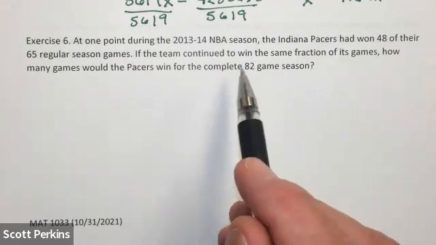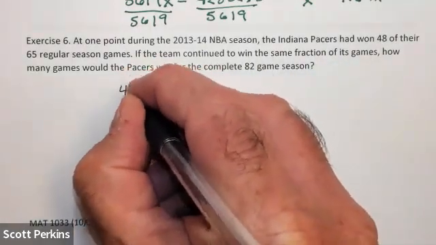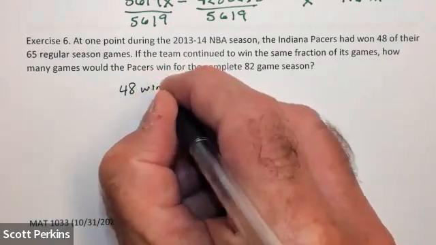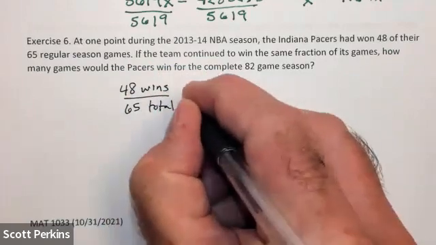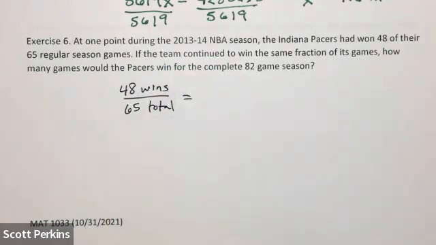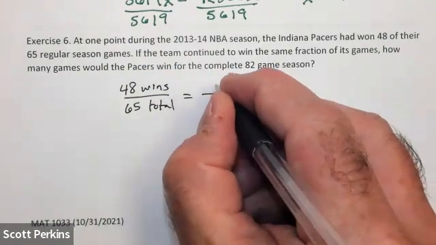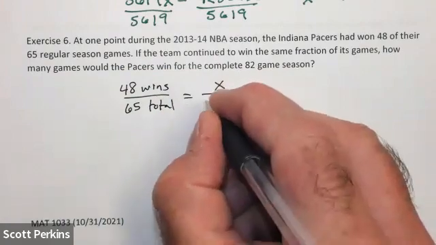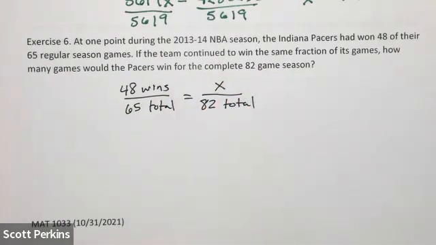Right, so first, the relationship that I know is they won 48 games. So we've got 48 wins out of 65 total games. And I want to project that into the future. If they kept doing the same thing, how many games would they win? So I don't know how many wins out of 82 total games in the NBA season. But that's what that looks like.